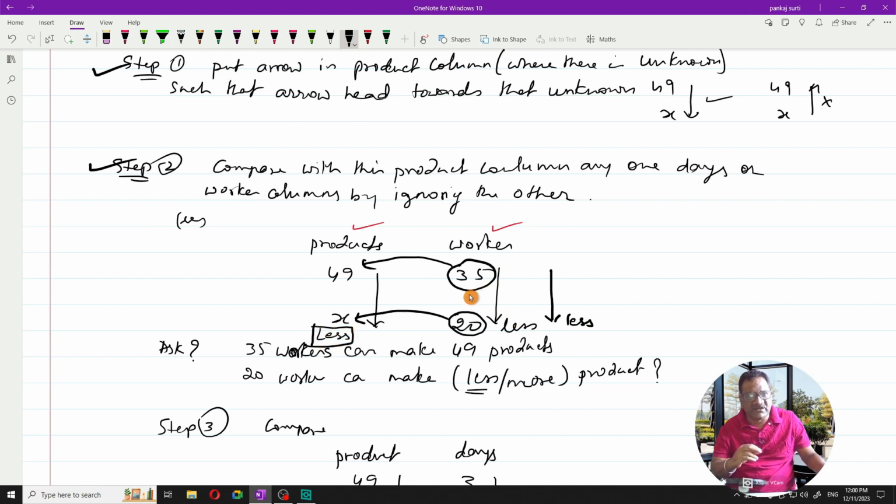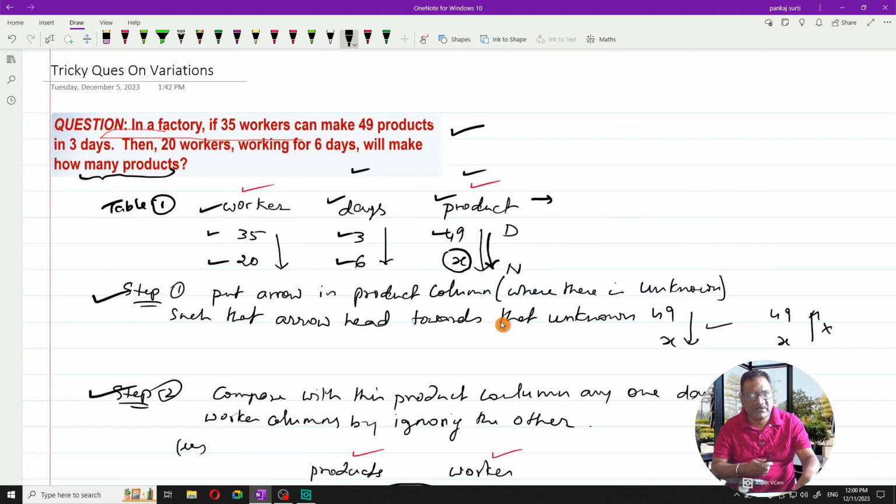Okay. So here you will have to go from 35 to 20 because that is indicating less. From 35 to 20 is reducing. So you will have to put the arrow mark in this way, that is downward direction. Then coming back to the original table, you have to put the same arrow mark in the downward direction in the workers column, that is over here. This is in the downward direction, right?